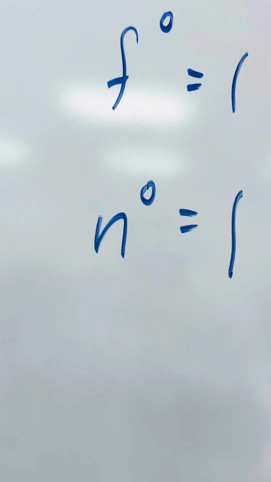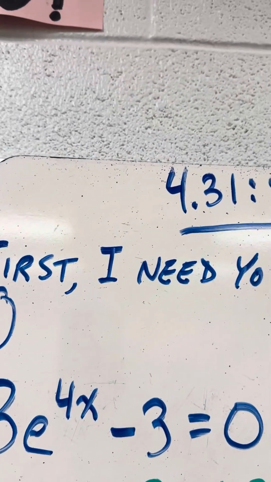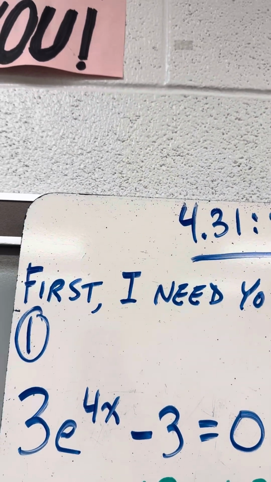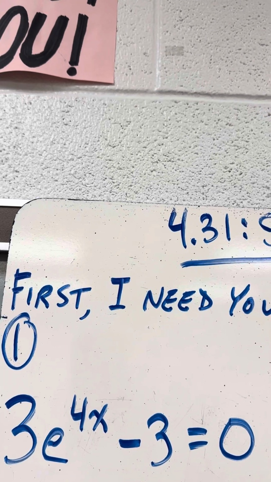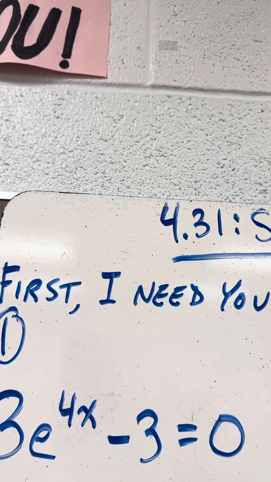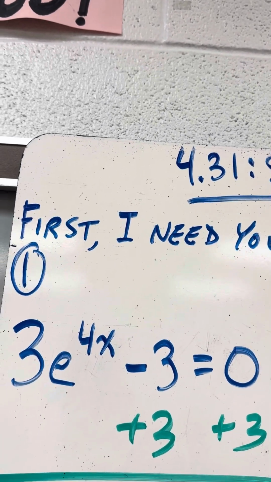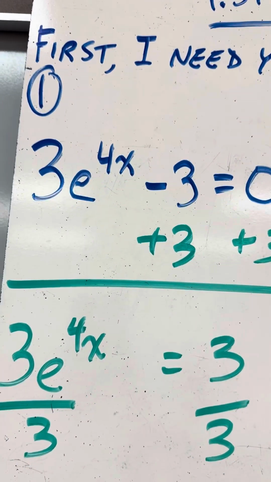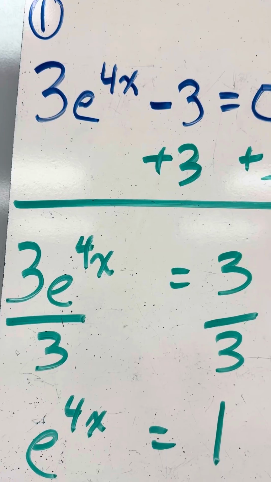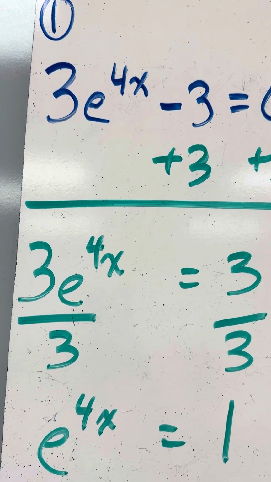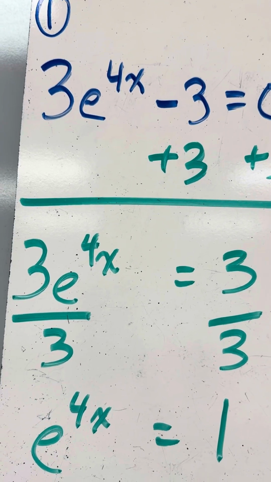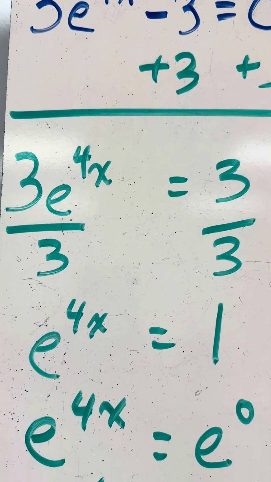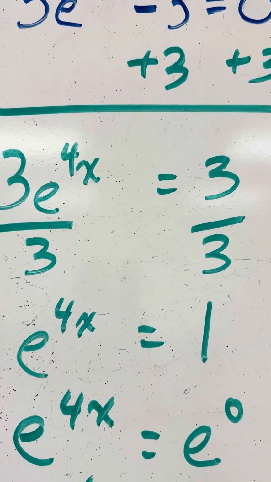Okay, so check this out. 3e to the 4x minus 3 equals 0. Add 3 to both sides. You get 3e to the 4x equals 3. Divide by 3, you get e to the 4x equals 1. Now, 1 is the same as e to the 0.